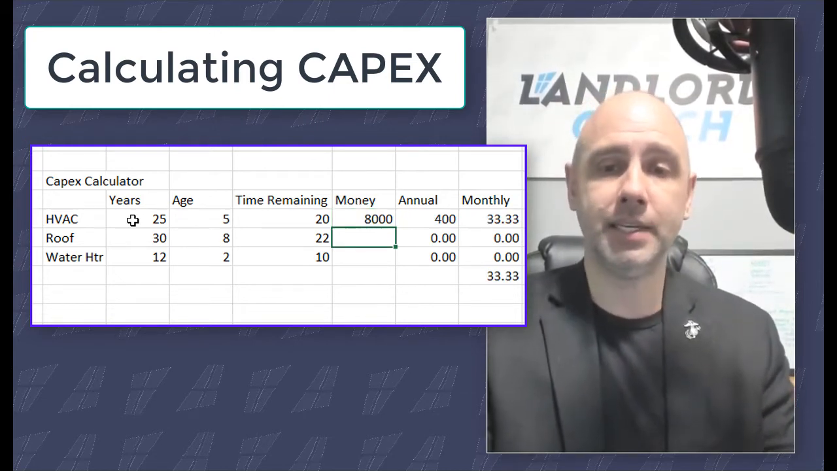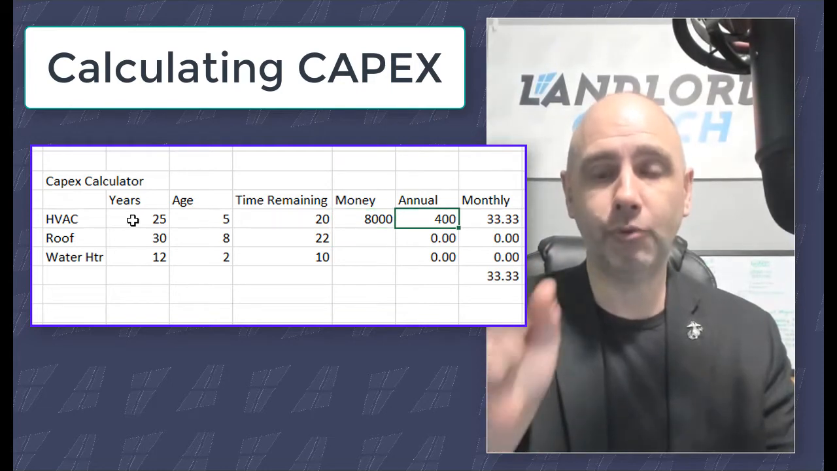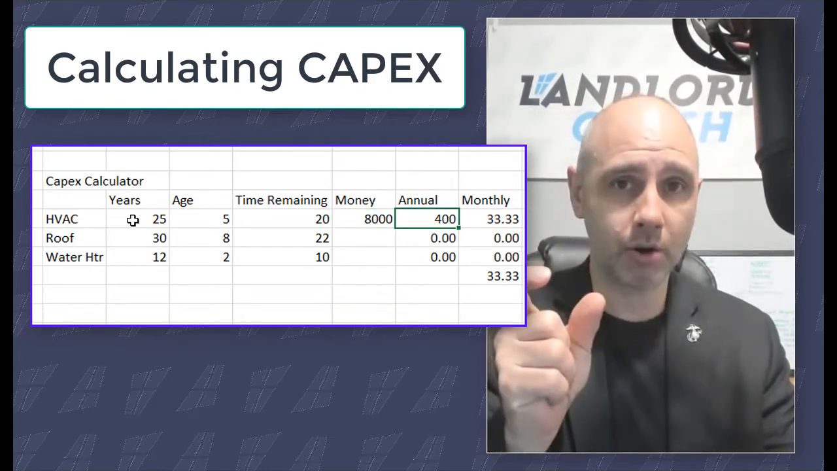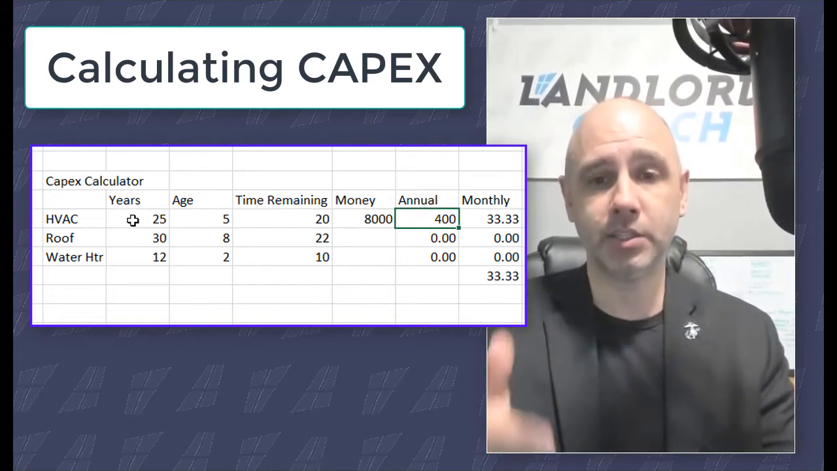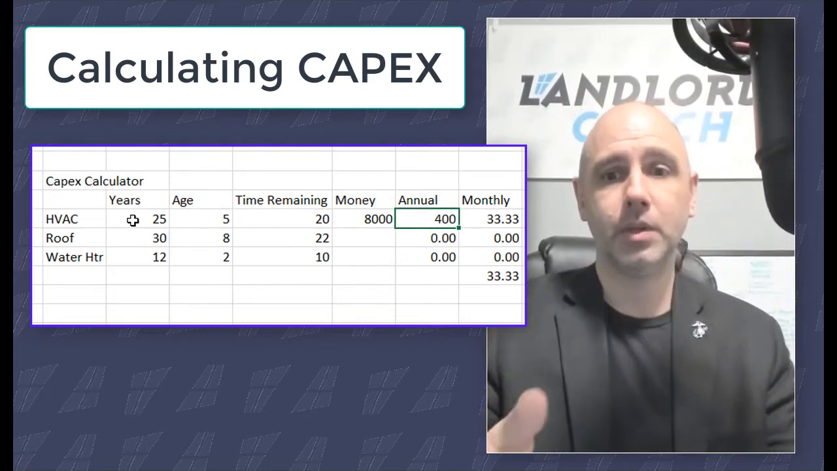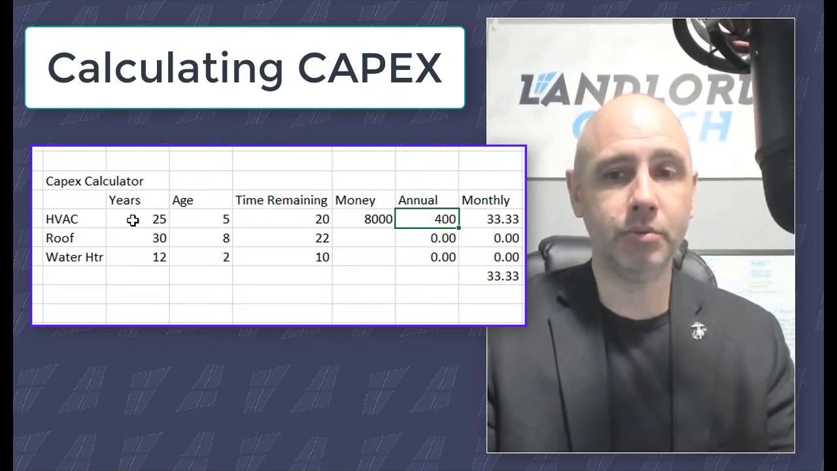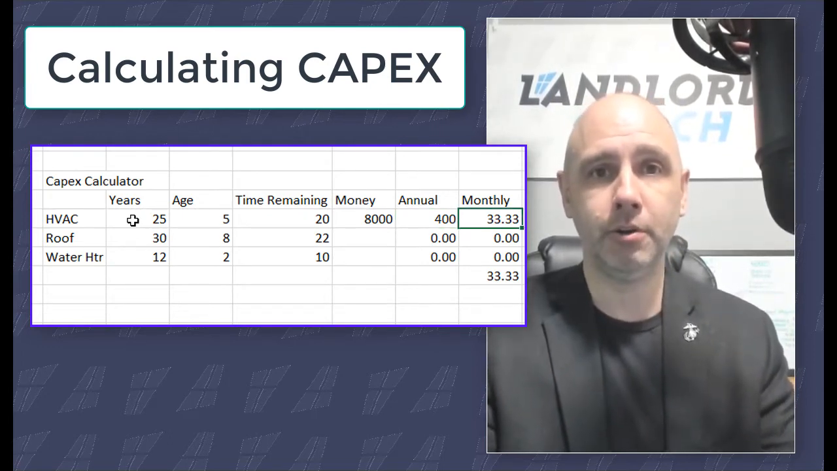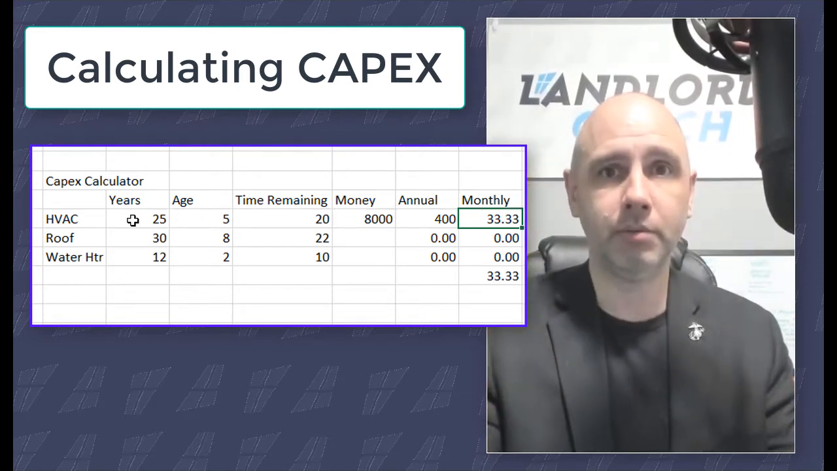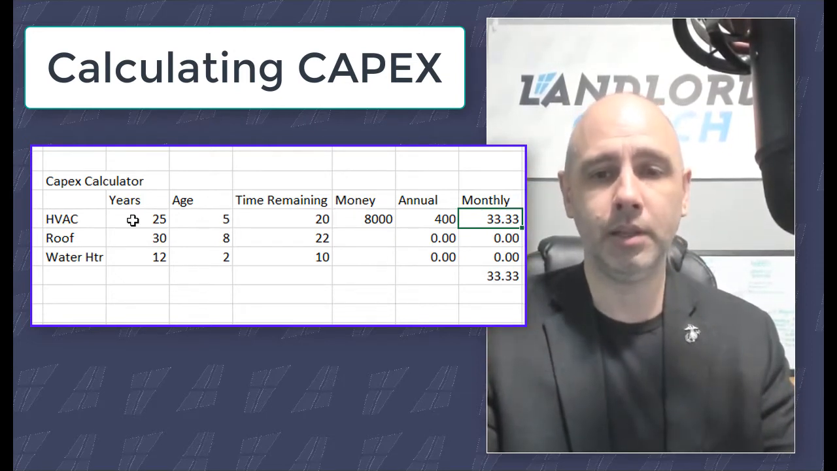What this means is you would be allocating $400 a year towards replacement of the HVAC system 20 years from now, which breaks down to $33.33 monthly. That's one piece of the capital expenditure you'd put on the line item.